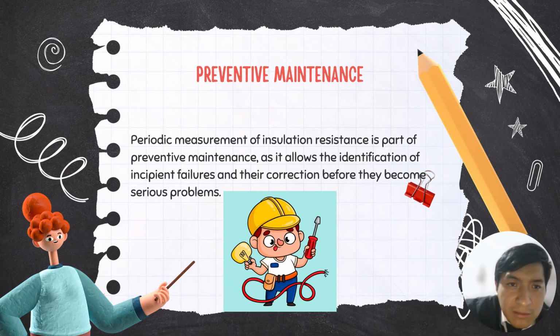Preventive maintenance. Periodic measurement of insulation resistance is part of preventive maintenance, as it allows the identification of incipient failures and their correction before they become serious problems.